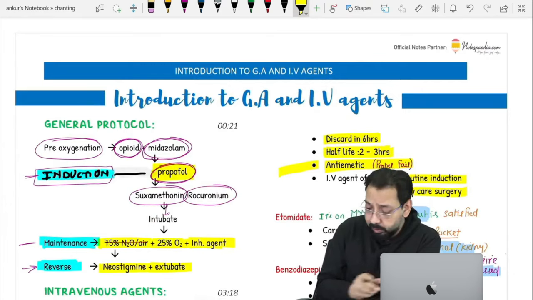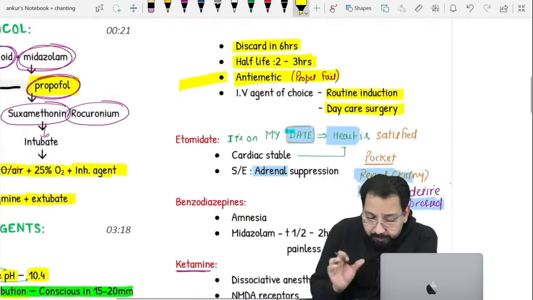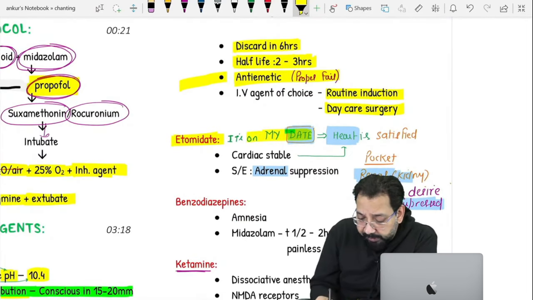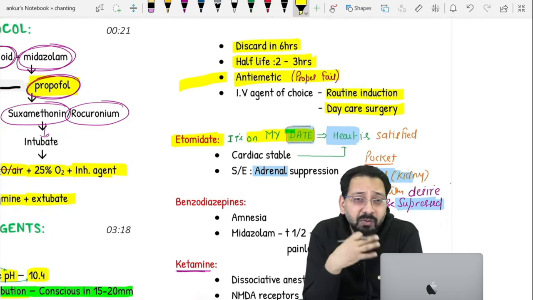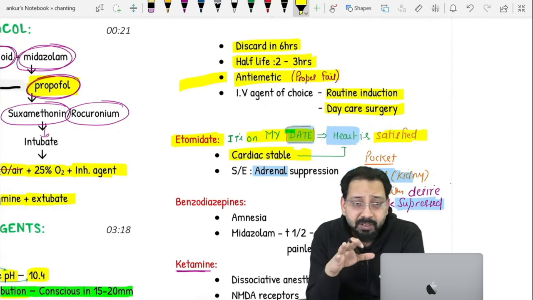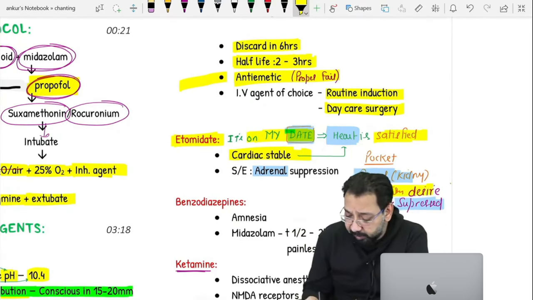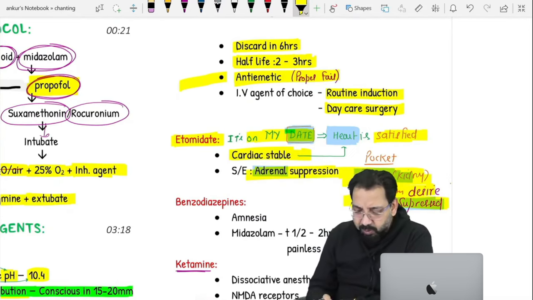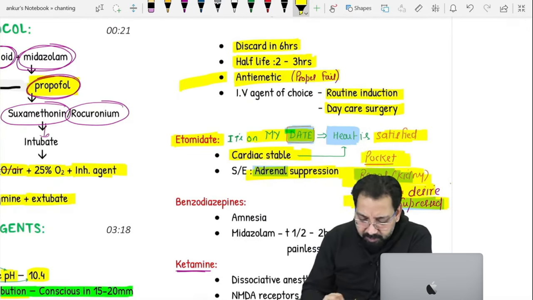Now, there is one more IV agent, that is etomidate. Etomidate, "on my date." If you go on a date, your heart would be satisfied. Yes, cardiac stable, but your kidney may be sold. In fact, adrenal suppression will occur. So you can remember that your pocket would be suppressed or compromised, or you can say the kidney gets sold.